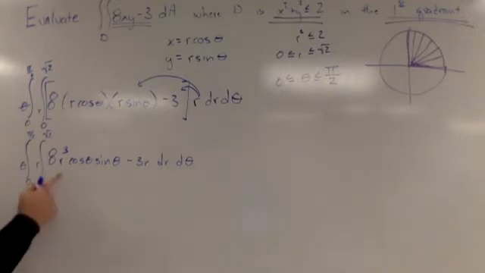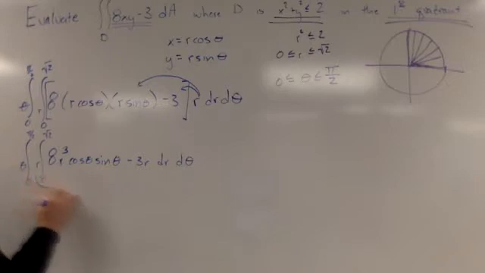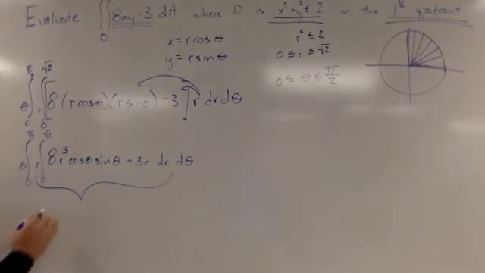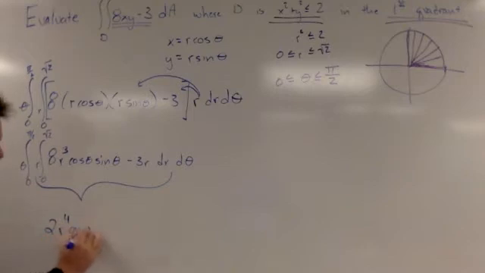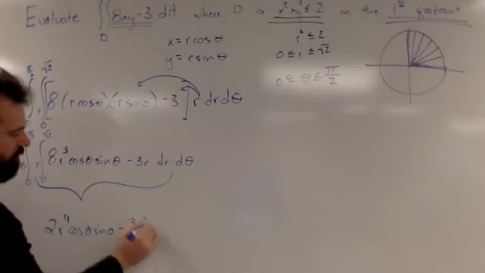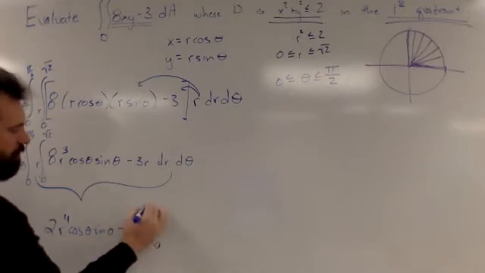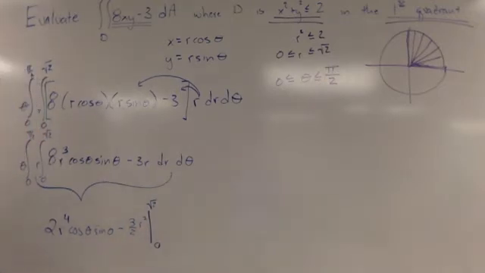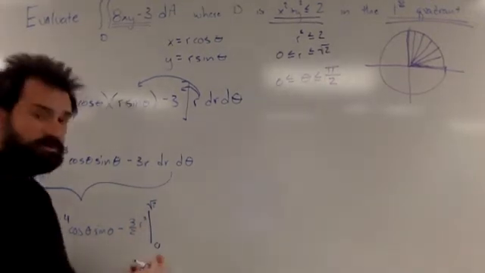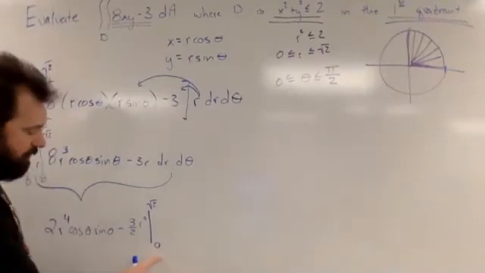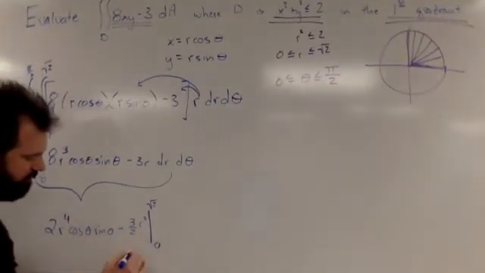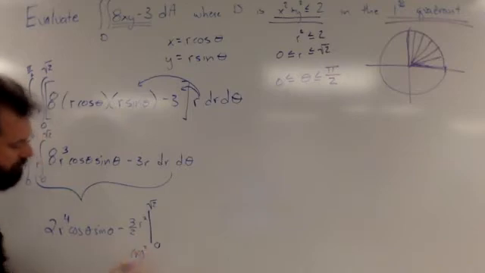So now I can integrate this. Let's do it with respect to r first. So it's going to turn into r to the 4th. So 8 over 4, that'll be 2r to the 4th cosine of theta sine theta minus 3 over 2 r squared, evaluated from 0 to the square root of 2. Now when I evaluate this, obviously all of these have an r value in them, so when I plug in 0, it's not going to do anything. So I need to evaluate this at the square root of 2 squared.